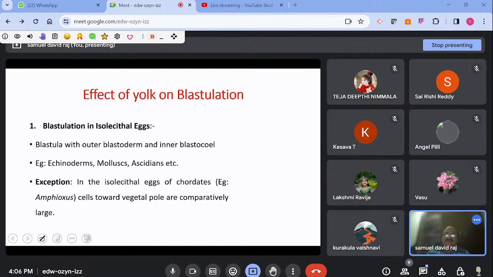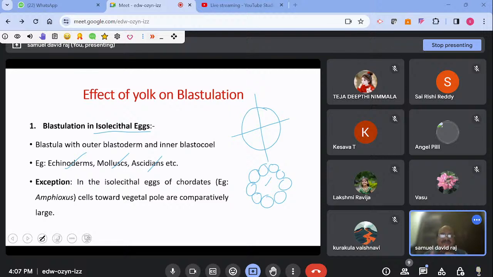And coming to the blastulation process, the formation of blastula, this blastulation process is affected by the yolk content in different types of eggs. So we start with isolecithal eggs. In isolecithal eggs, what happens? All the divisions result in equal-sized daughter cells, so that all the cells are equal in size with an outer blastoderm and inner blastocoel, as exemplified by echinoderms, mollusks, and ascidians, urochordates.